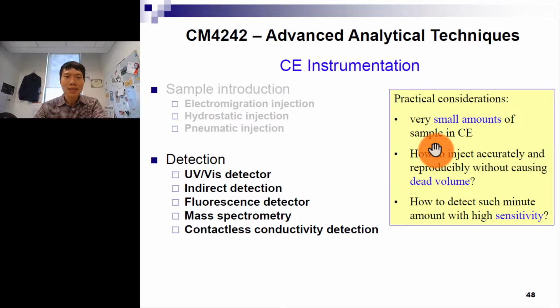And as a reminder, for CE analysis, we are using very small samples. So how can we inject accurately and produce reproducible results, right, without causing dead volume here? And how are we able to use such a minute amount to measure with high sensitivity? All right.